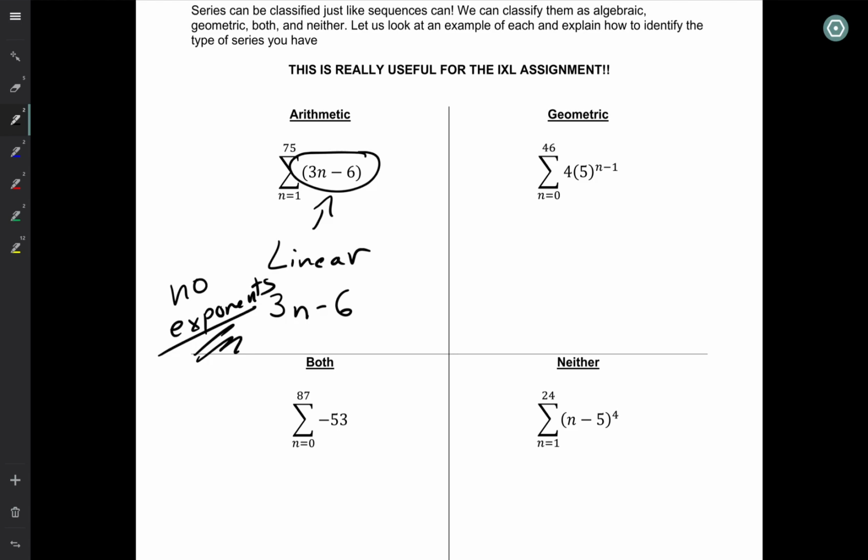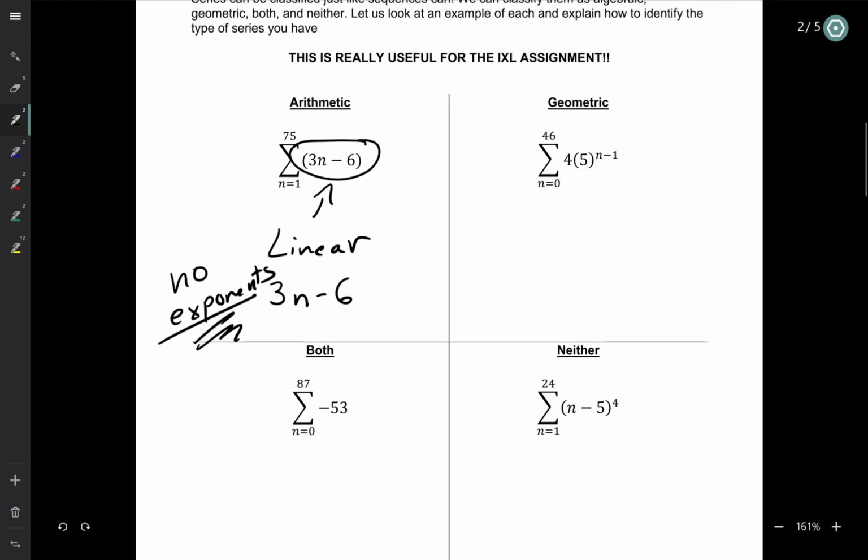Geometric have n's in the exponent. So write that down. N's in exponent. They have n's in the exponent. If you see an n in the exponent, it's geometric.